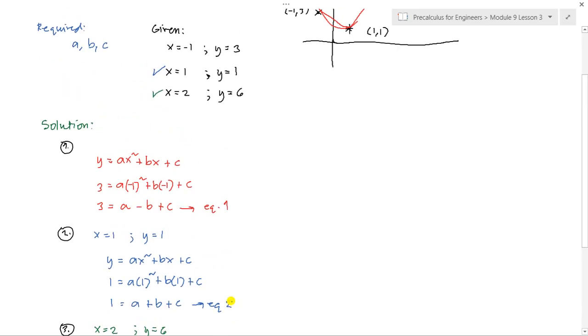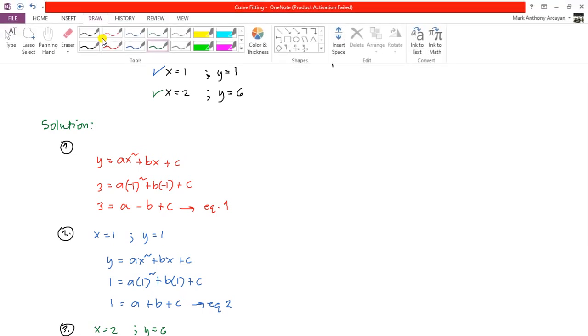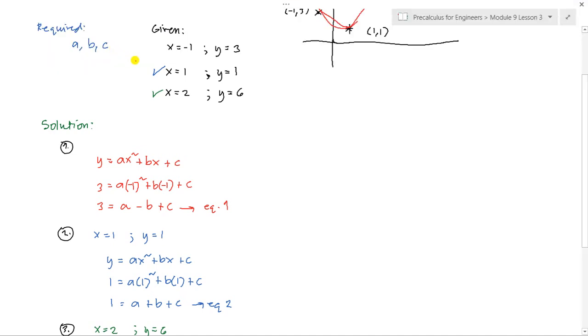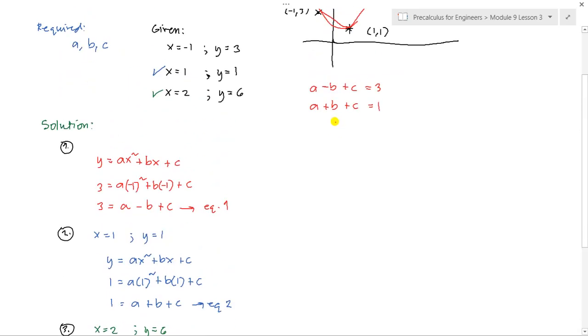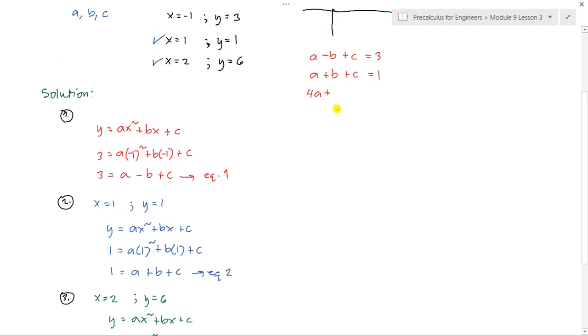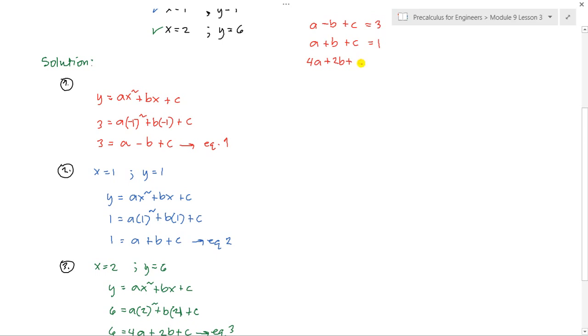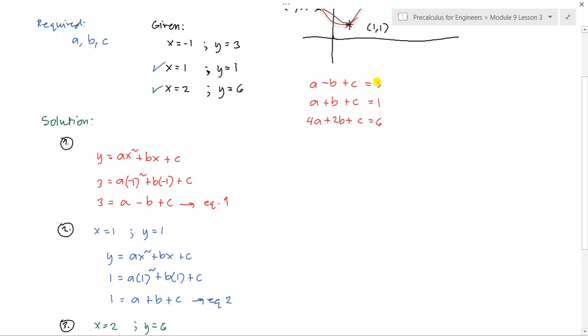So we have obtained three equations. Let's list them. We have our first equation, a minus b plus c is equals to 3. The second one is a plus b plus c is equals to 1. And then the last one is 4a plus 2b plus c is equal to 6.